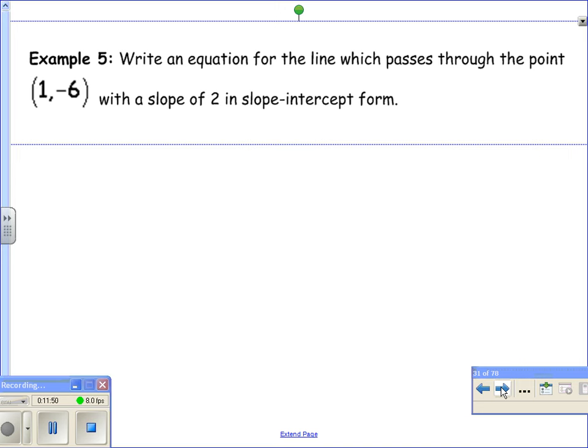All right. In this one, we're going to write the equation for the line that passes through the point 1, -6, and it has a slope of 2. So this one is super easy. It does actually tell you that you want it in slope-intercept form.